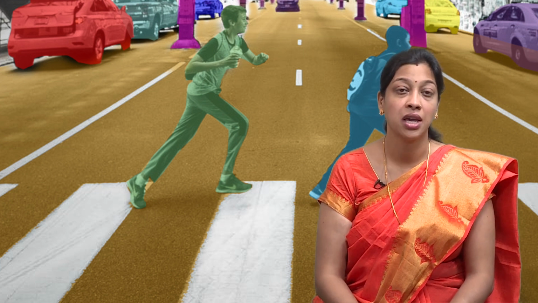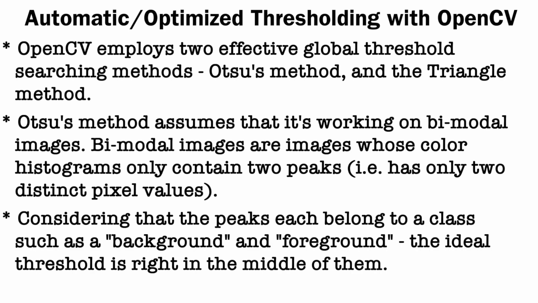Automatic optimized thresholding with OpenCV. Now, how to decide which threshold is optimized can be seen with OpenCV. OpenCV employs two effective global threshold searching methods. The first one is the Otsu method and the second is the triangle method. The Otsu method assumes that it works on bimodal images. Bimodal images are images whose color histogram only contains two peaks, with only two distinct pixel values.